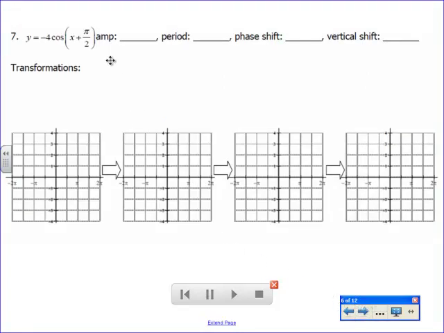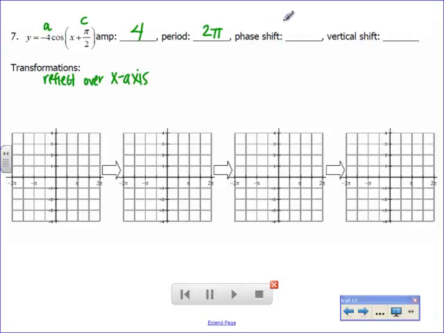Okay, next example. We've got all kinds of things happening in this one, so we need to make sure we take good care of what's going on. We have an A value and a C value. That A is also negative, which is going to cause a reflection over the x-axis. The 4 is going to cause the amplitude to become a 4, that absolute value of A. Since there's no B, our period is going to stay 2 pi.